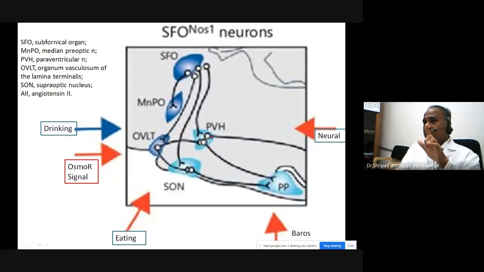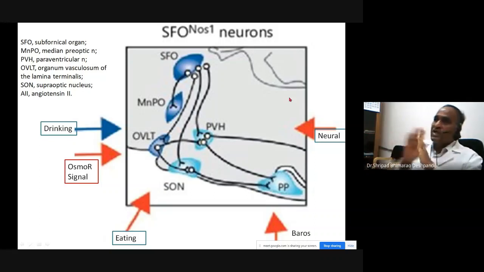This has a connection with the paraventricular nucleus. So these two have a connection with the posterior pituitary. So here is the brainstem area. Here are the drinking and the osmoregulation, and these are OVLT area, and these eating, other centers of the hypothalamus. And besides that, what is missing here is the subcortical and the limbic areas which try to influence this, and other hormonal factors are missing here.